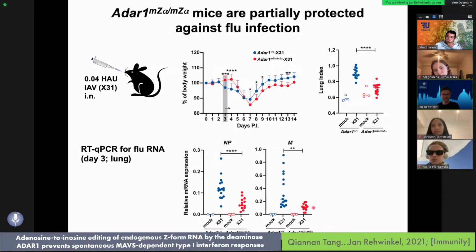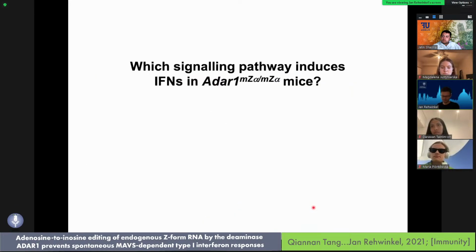So that suggested that this interferon response that's going on in these ADAR mutant animals was not only detectable by qPCR and other means like sequencing, but was also in fact functional and partially protected against flu at an early stage of the infection. So then next, what we wanted to do was to understand which signaling pathways might be driving this interferon response when the Z-alpha domain of ADAR1 is mutated.